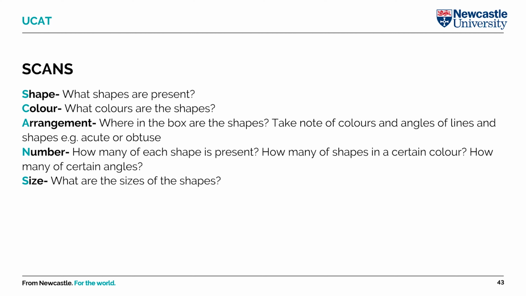So we would recommend using this method, so scans, so looking out for the shapes, so what shapes are present within the question, the colour, what colours are the shapes, how many colours are there, how many of these different shapes are we seeing. When I say colours, they're either going to be a block black colour or they'll be white, just outlined. Arrangement, where in the box are the shapes. Take note of colours and angles of lines and shapes, or if there's any rotation of shapes. Number, so how many of each shape is present, how many shapes are a certain colour, how many of certain angles, and sizes, what are the size of the shapes.